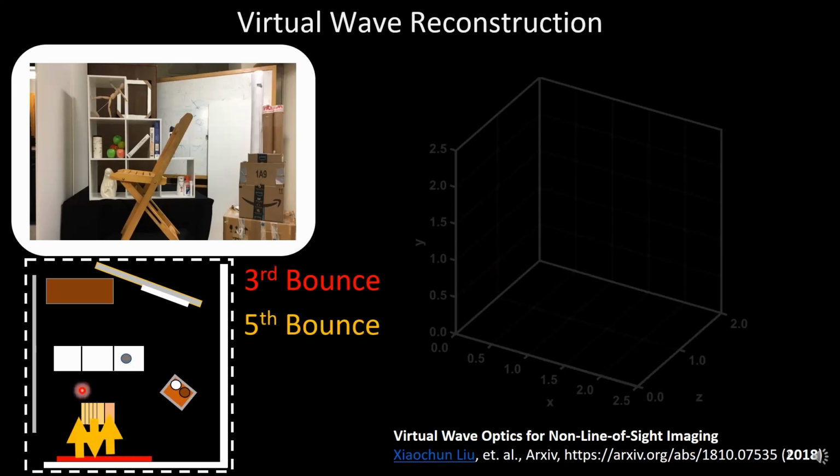It comes from the imaging system, which is somewhere over here. It hits the relay wall, then it hits the chair, it hits the relay wall again, and hits the chair again, then the relay wall again, and then it goes back to the camera. So that's 5 bounces. So that's what we reconstructed there.